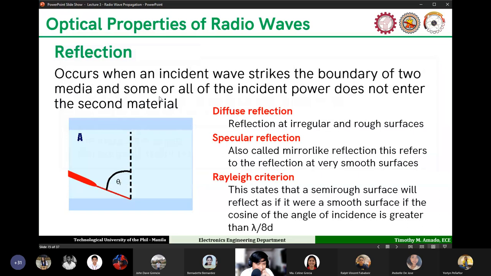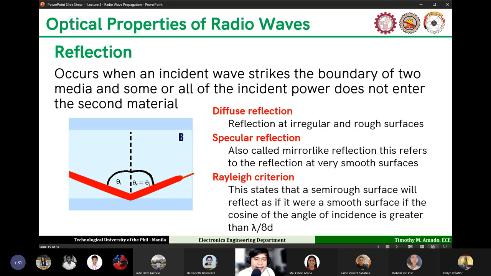Okay, so reflection, guys. Nabanggit na natin to kanina. Reflection is basically what's happening if the signal doesn't enter the second medium. So pag nagba-bounce lang siya. Okay? So we have different types of reflection. We have diffuse reflection, this is the reflection at irregular and rough surfaces. We also have the specular reflection naman. It is the reflection in a smooth surface, by very smooth surfaces. So, that is a mirror-like reflection.